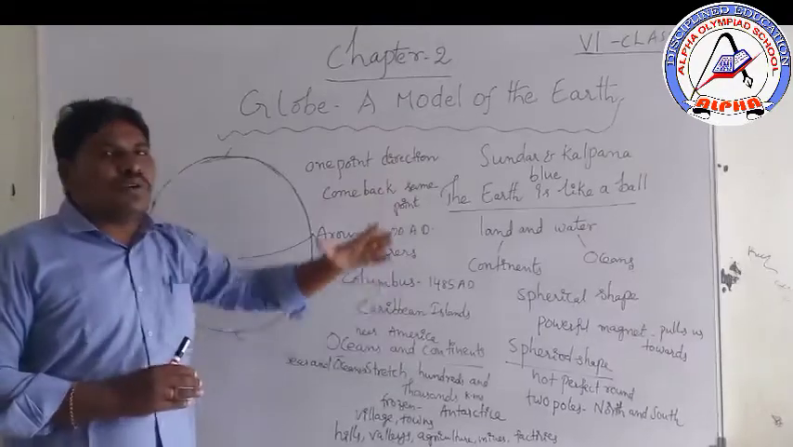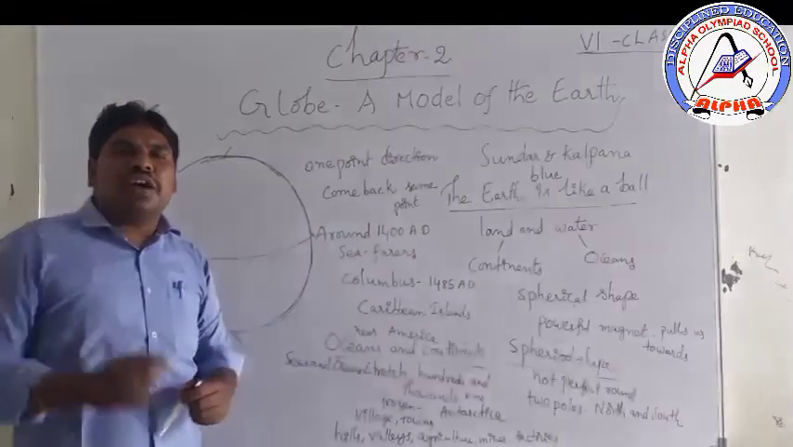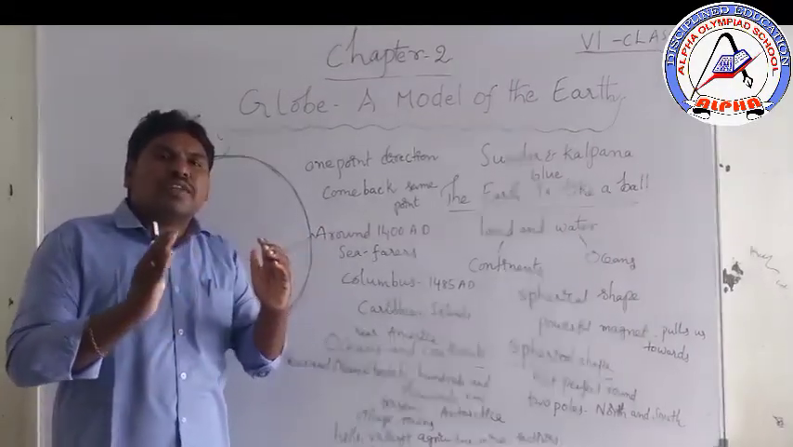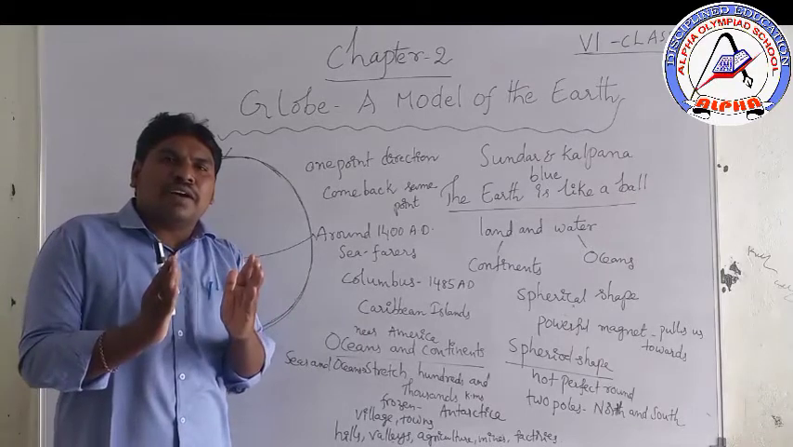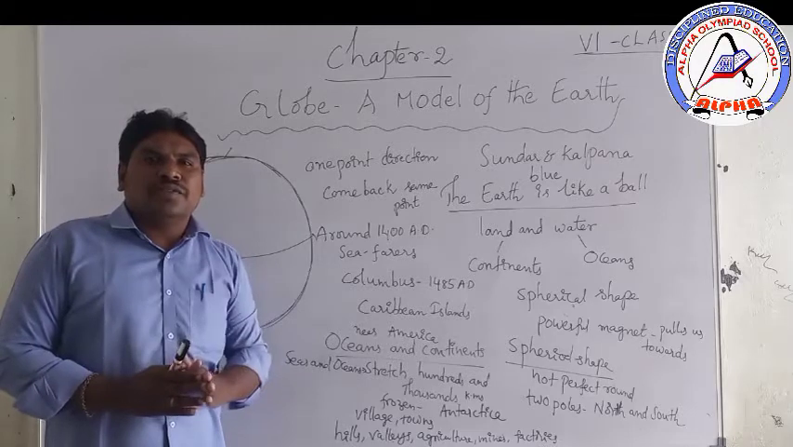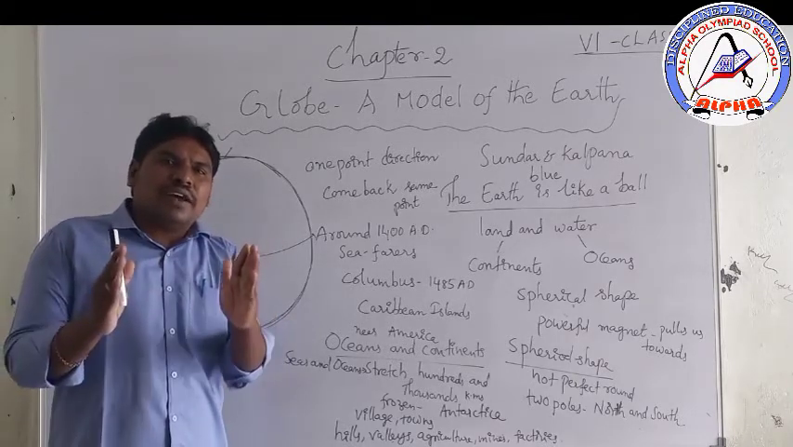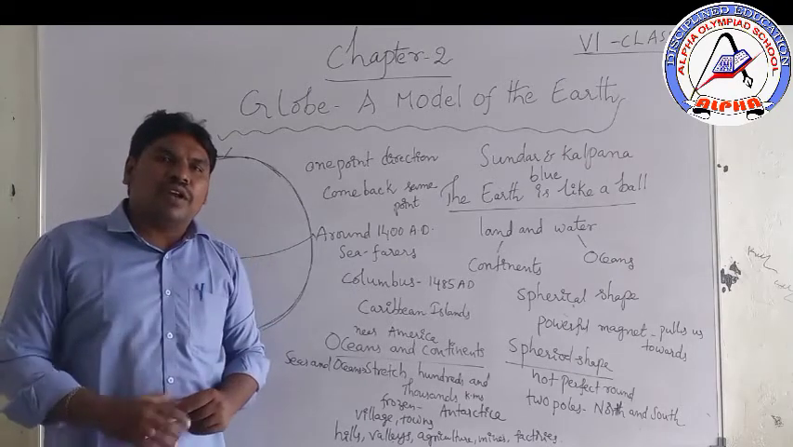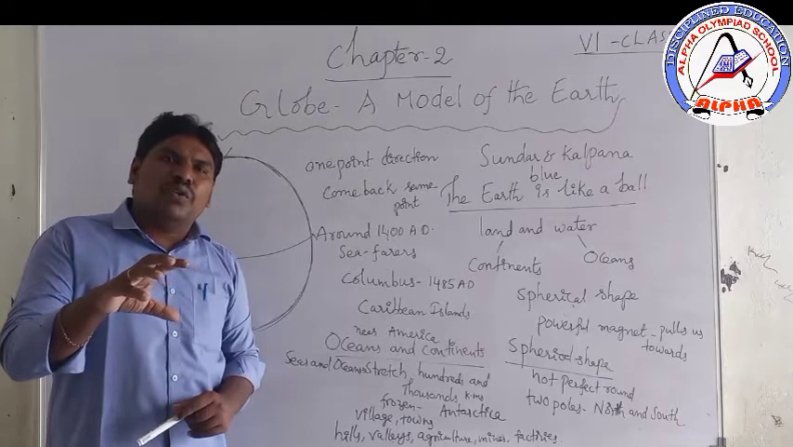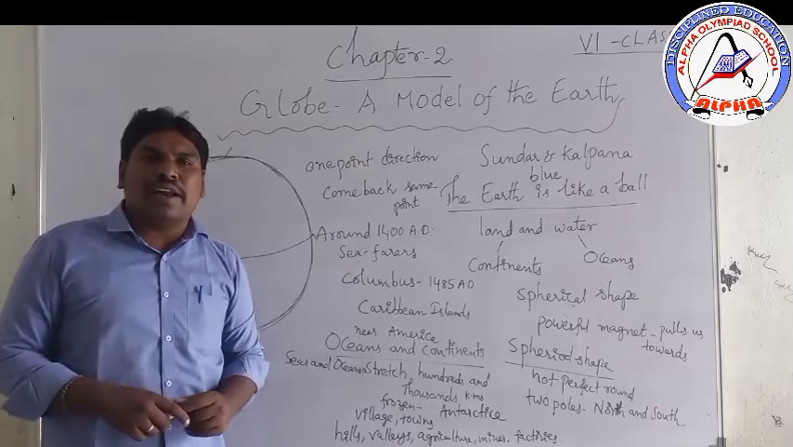Now we can go to this lesson, and in our textbook a picture of the earth is given. Most of the earth is covered with oceans and seas, water bodies. That's why it looks blue. That's why we call Earth a blue planet, a water planet.